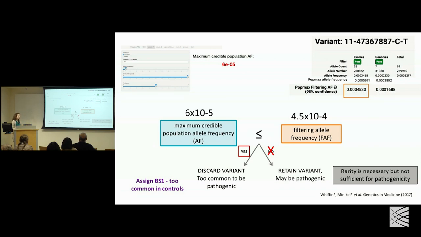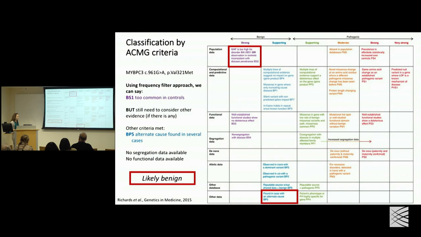And I will take a step back and say, when I say retain a variant, rarity is necessary but not sufficient for pathogenicity. And over here, when I say discard a variant, what I mean is assign BS1, that it is too common in controls. But if it's in a disease-relevant gene, you probably want to do a little bit more than that. If you're just filtering your whole exome, we obviously don't go into great detail with every variant in an exome.